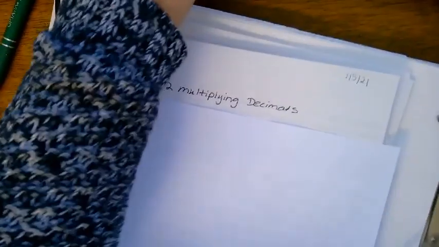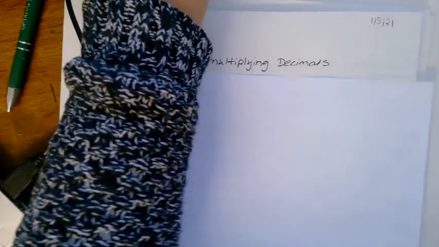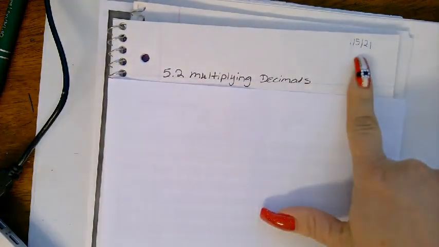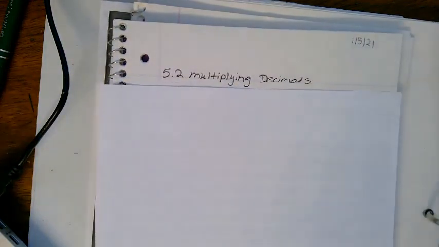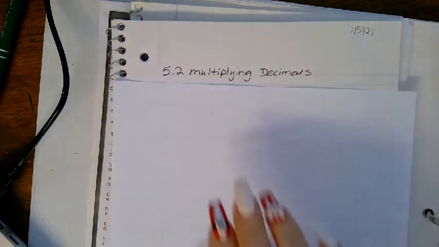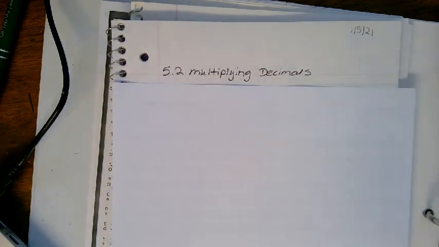I know. Okay. So, I want it titled just like that. And then the date for you guys. So, 5.2 multiplying decimals. And then the date, 1/5 of 21. Right? Yep, 1/5.